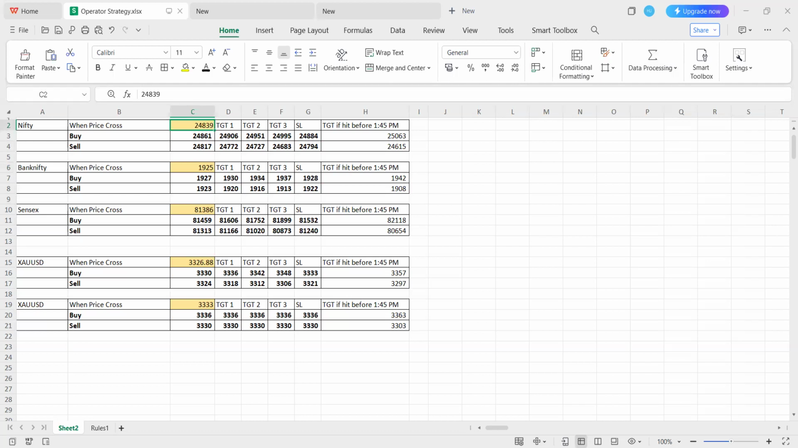I'll share the screen if you want. I think you will see the Excel sheet only right now. 24,862.45. So I will enter the closing price of the first 5 minutes candle. 24,862.85. So these are the numbers which I get. Buy target 1, 2, 3, and SL, stop loss.